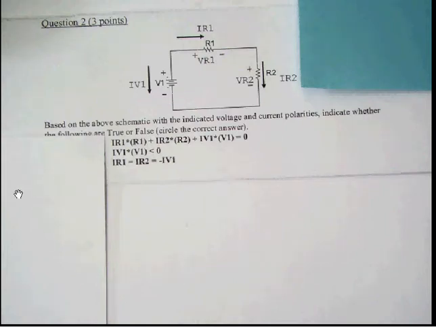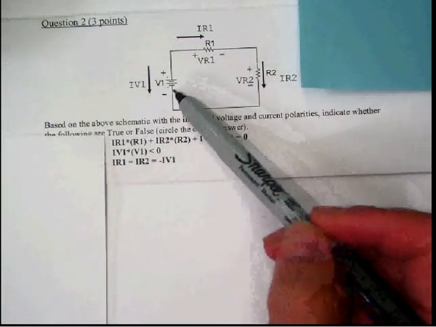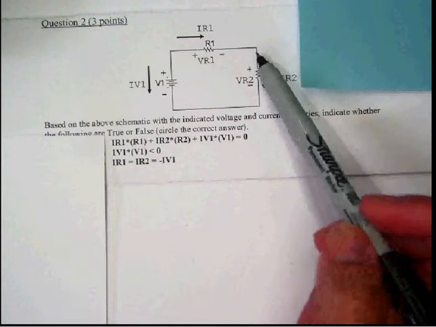Hi, welcome back. Again, we're continuing our review of possible test questions you might encounter in a circuit analysis course. We've got here a circuit. Looks pretty simple at first, a voltage source with a pair of resistors in series.